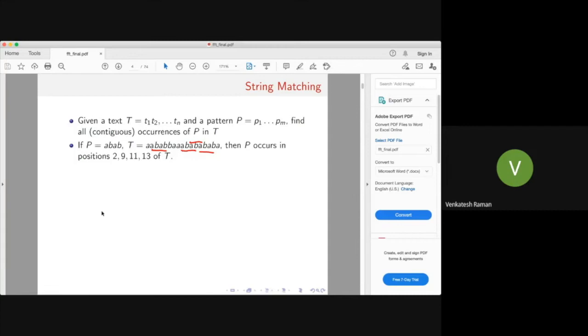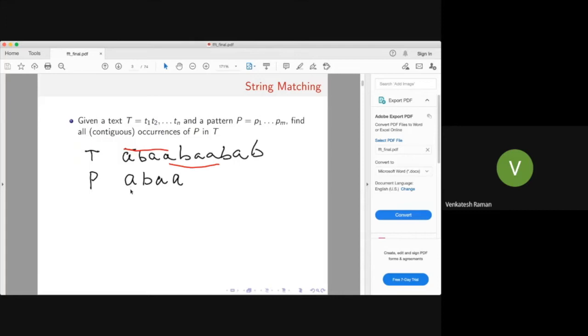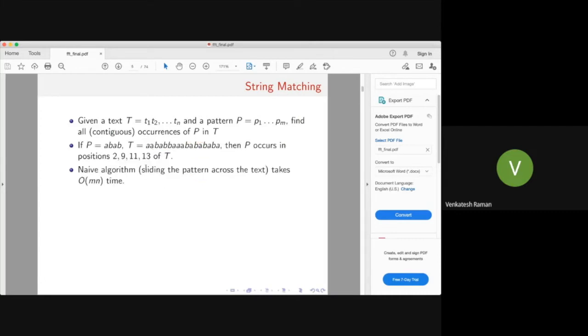So n is the length of the text and m is the length of the pattern, and n is very, very large compared to m. A naive algorithm of just sliding the pattern across the text takes m times n. So for example, I can just start matching this pattern with my text, and the moment either there is an occurrence or it's not an occurrence, I just shift my pattern by 1 step to the right and start matching again. So in the worst case, I might take m times n, so that's like an mn algorithm.